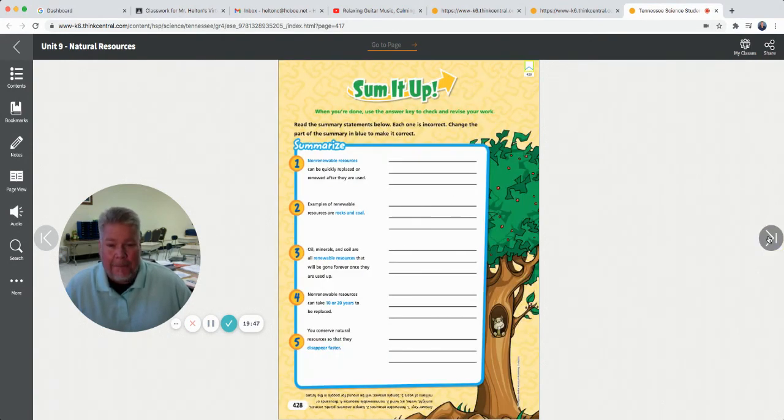All right. So let's take a look at this real quick. Just some words here. Non-renewable resources can be quickly replaced or renewed after they're used. That's not true. Renewable resources can be quickly replaced. Examples of renewable resources are rocks and coal. No, sunlight, wind, water, trees. Oil, minerals, and soil are all renewable resources. No, they're non-renewable resources that will be gone forever once they're used up.